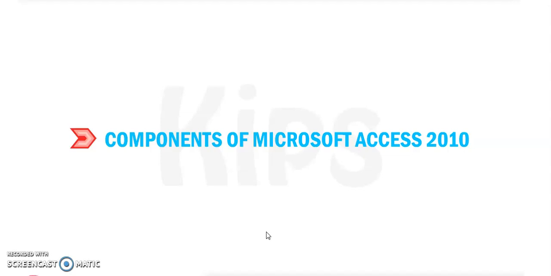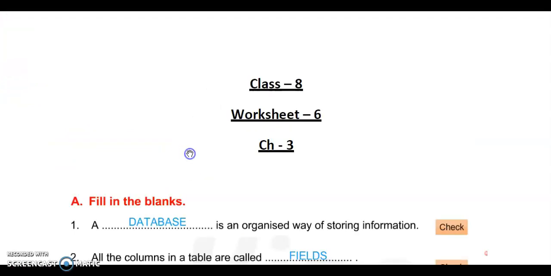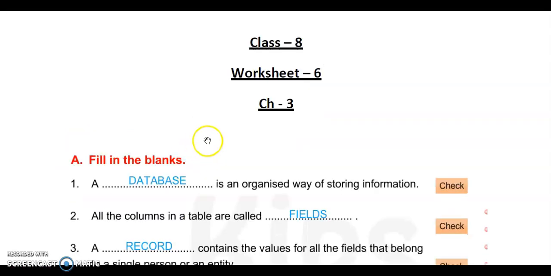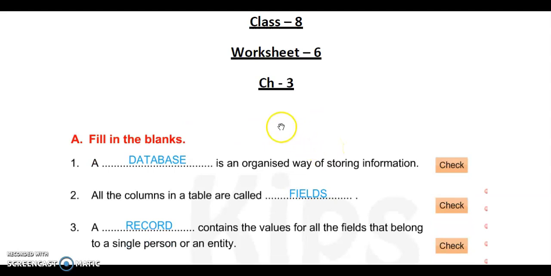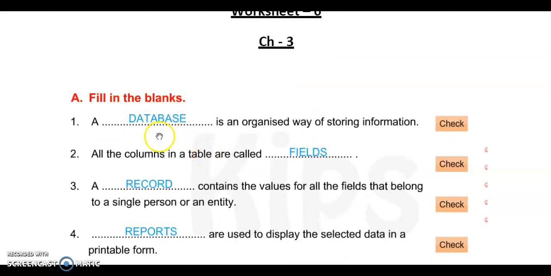Open page number 31. Okay students, I will send you this worksheet. Exercise A, B and C you have to do. This is in your copy and also in the book. Open page number 31. First exercise, fill in the blanks.